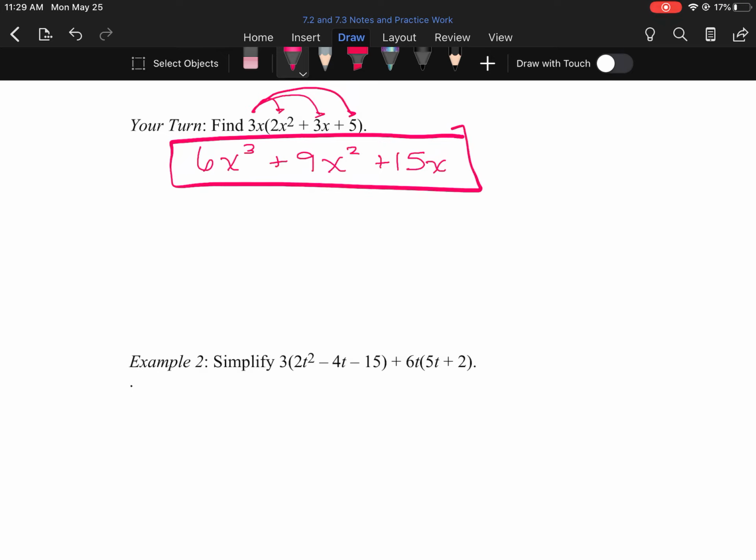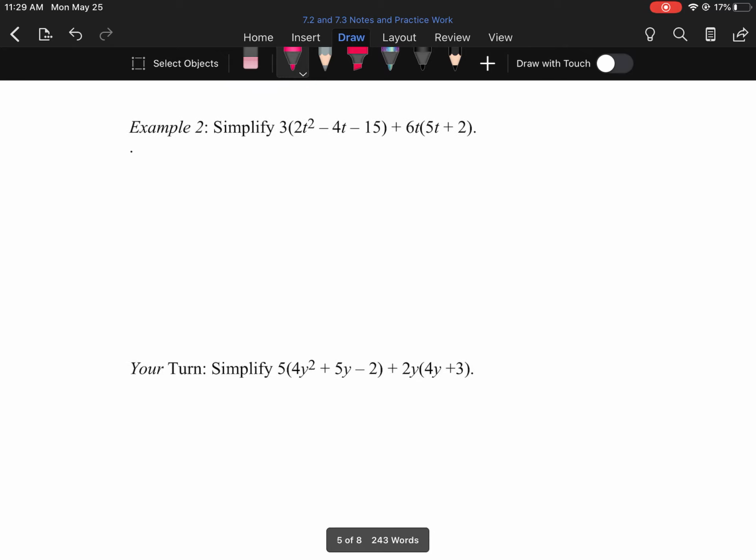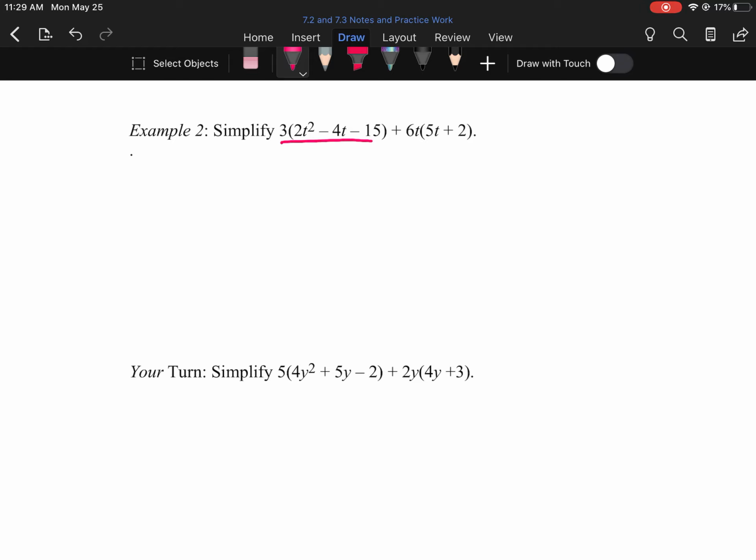All right, so you should have ended up with 6y cubed plus 9y squared plus 15y. All right, example 2. We're doing the same thing, except there's just two of them here, and then we have to simplify. So no big deal. You guys have done lots of stuff like this before. So distributing the 3, we get 6t squared minus 4t. So this first one is literally just distributing like we did way back when, the first week of the marking period, or the semester even, minus 45.